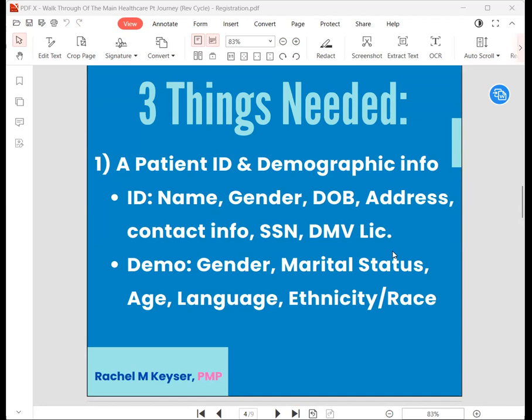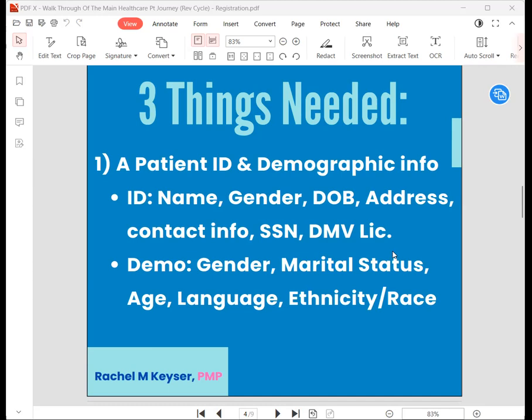So the patient's identification information is going to include their name, their gender, the date of birth, DOB as an acronym, their address, and their contact information. Contact information will include things like their email address and their phone number, whether it's cell or home. And then there's where they're asked if the preference is to call their home number, cell phone, or email. In addition, also the social security number or any other number that they may have. DMV is really the driving license number.